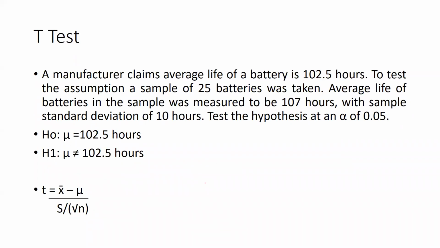What do we mean by this statement? It means whatever this manufacturing company was claiming, that our manufactured battery's average life is 102.5 hours, is not true. So we are rejecting this null hypothesis. That means there is variation. The alternate hypothesis said mu is not equal to 102.5, and that is actually reflected in this problem's solution. And finally, we can say the null hypothesis is rejected and the alternate hypothesis is accepted.